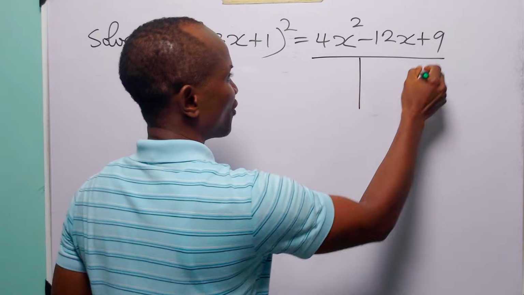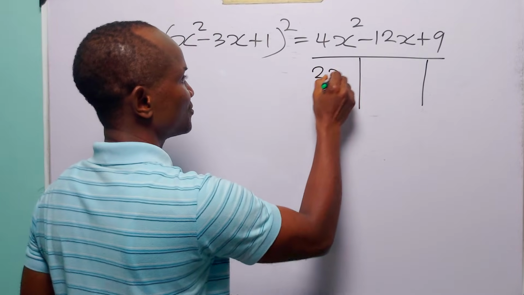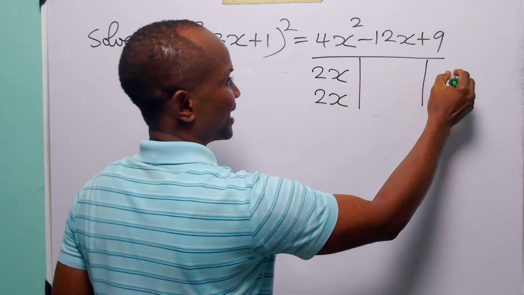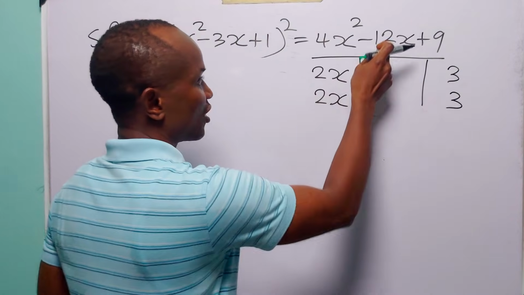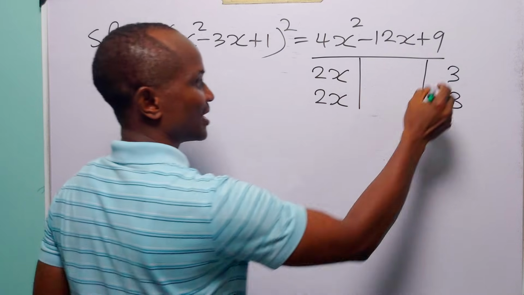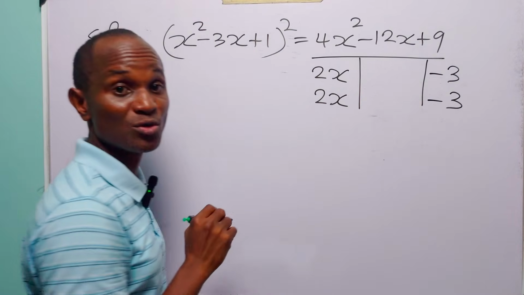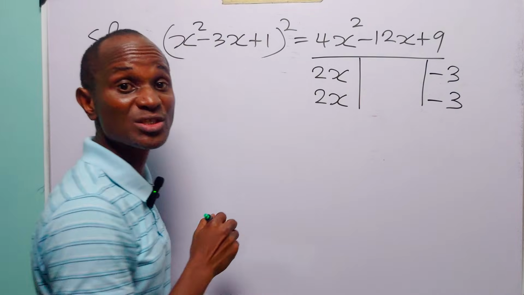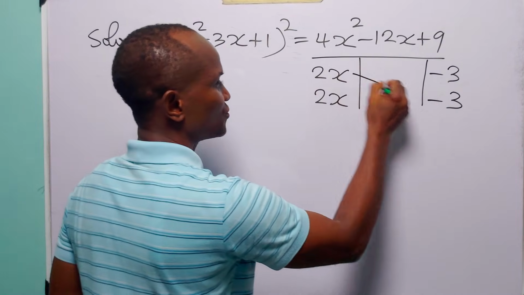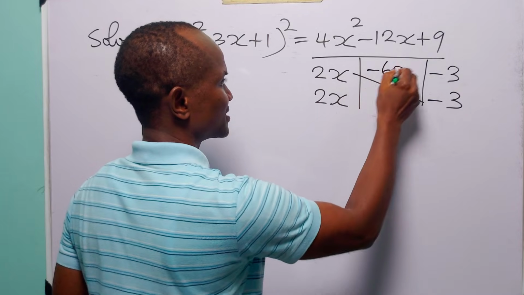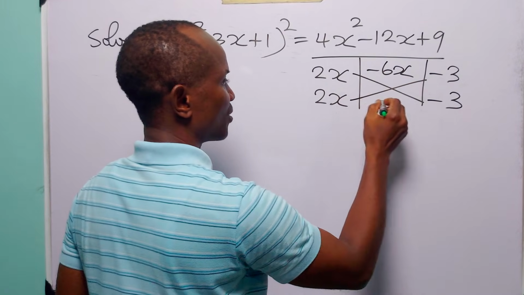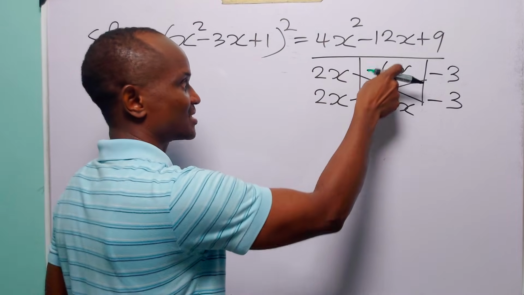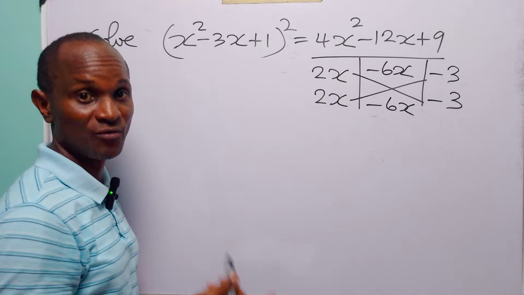The factors of 4x squared are 2x and 2x, while the factors of 9 are 3 and 3. But since the middle term is negative, let this be minus 3 and let that also be minus 3. Of course, you know that minus 3 times minus 3 is still going to give us plus 9. Now, 2x times minus 3 is minus 6x. This also is minus 6x. And of course, minus 6x minus 6x is going to give us minus 12x.